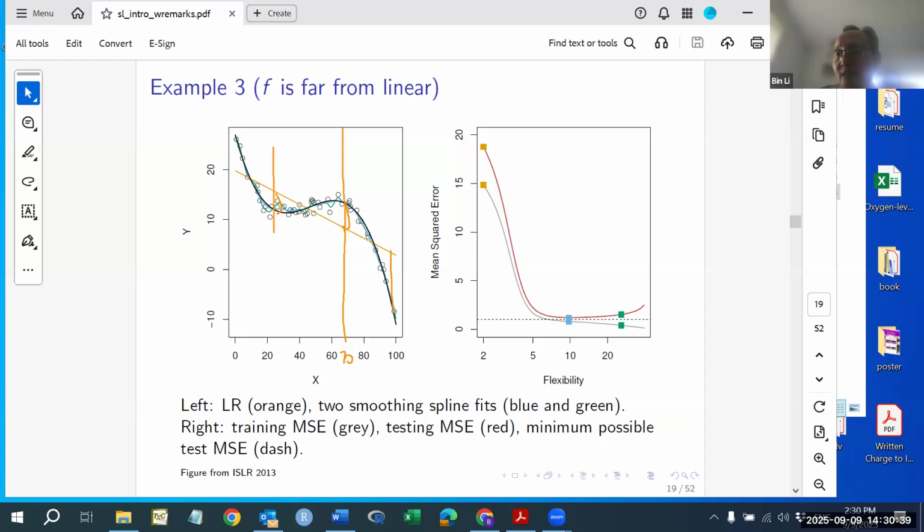That also makes sense, right? And I will show you some examples in a minute. Okay, so that's the simple model. But what about complicated models?